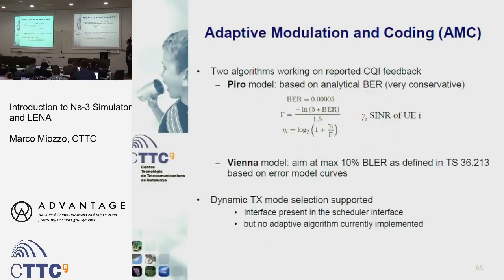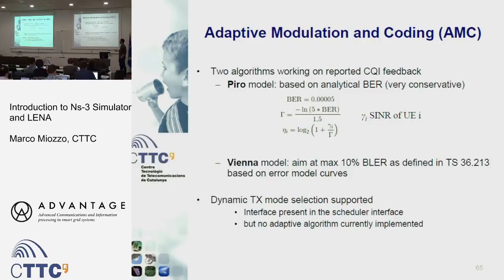This is the adaptive modulation and coding scheme adopted by the scheduler. So we have 2 algorithms. One is based on analytical BLER, based on the first version of the simulator. This is a standard formula for obtaining the spectral efficiency needed for transmitting certain data with this SNR. And then we implemented another adaptive modulation scheme based on the Vienna model, so based on the actual BLER curves at the physical layer, as defined in the standard, in order to maintain a 10% block error rate at the physical layer. So this reflects the standards, while this one is an analytical model based on theory.